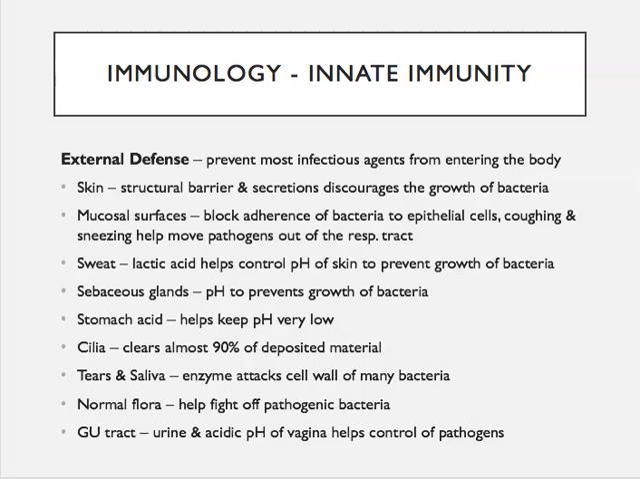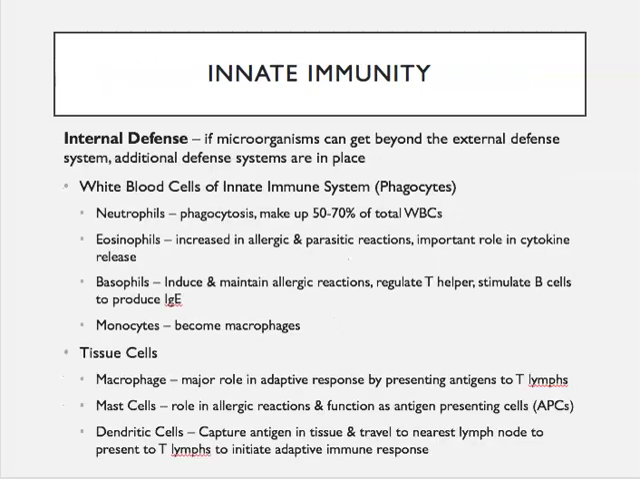Your normal flora, otherwise known as your microbiota, help fight off pathogenic bacteria because remember they're competing for the same environment and the same nutrients. So your normal flora wants to maintain its hold, so it's trying to fight off those bacteria. And in the genitourinary tract, the flushing action of the urine and the acidic pH of the vagina can help control pathogens.